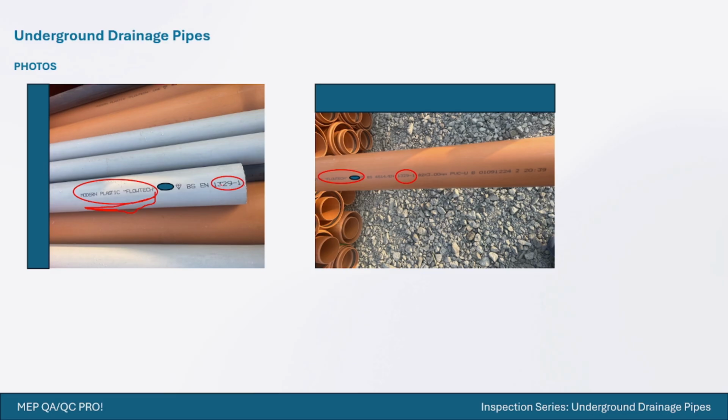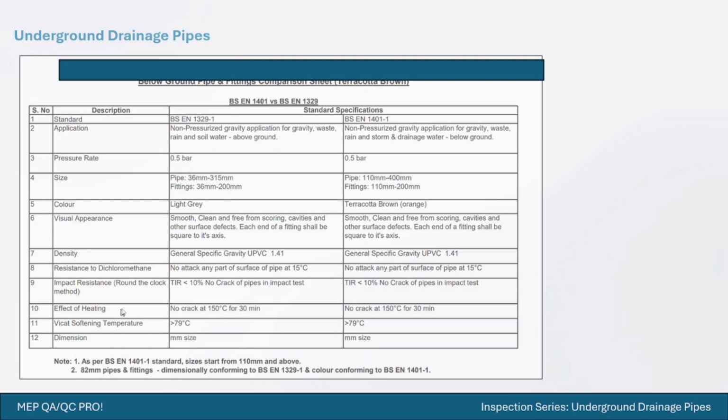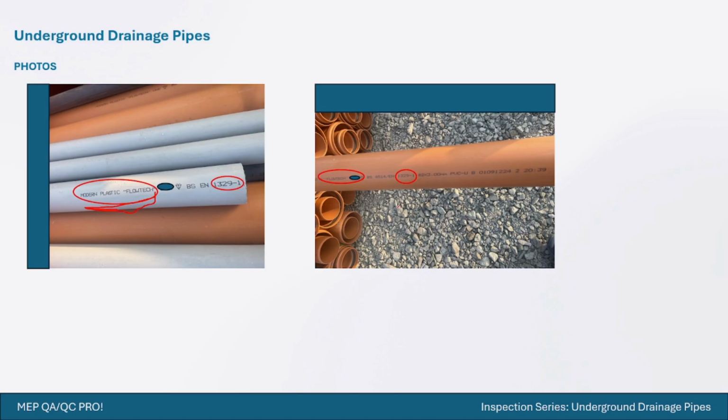Then 1329, which we already know is for above ground. If you can see here on the orange pipe, it is also marked Flowtech 1329. In the same way, there will be another pipe which will have 1401, which you will use for below ground. This is just an example to show you how you can catch at site whether your pipe is delivered as per your project specification and approved submittal.